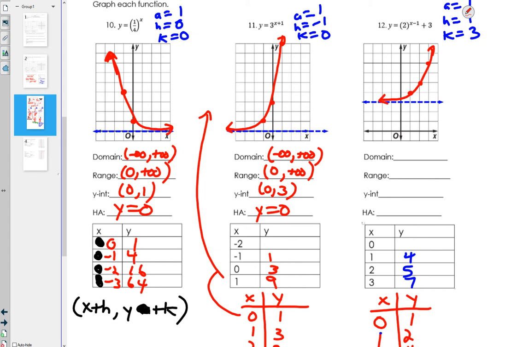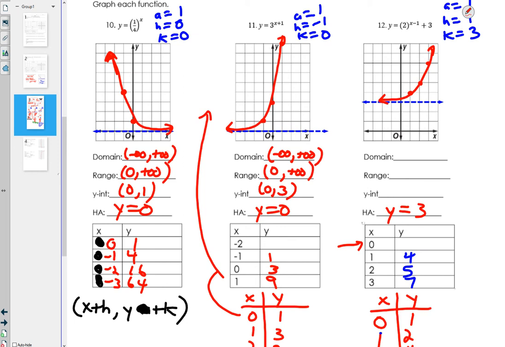Where was my horizontal asymptote? Y equals 3. My y-intercept, I'll leave that one because we don't know it since it looks like it's crossing the y-axis in between two numbers, so we're going to have to do that algebraically. Let's do that algebraically.